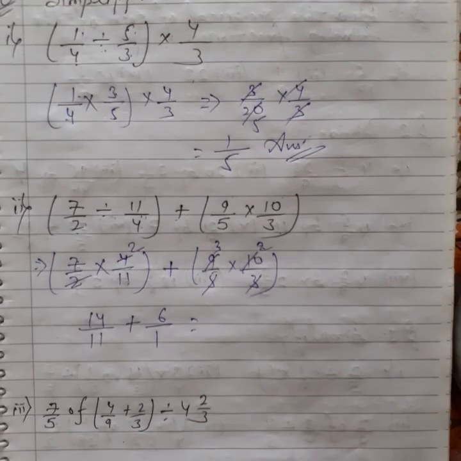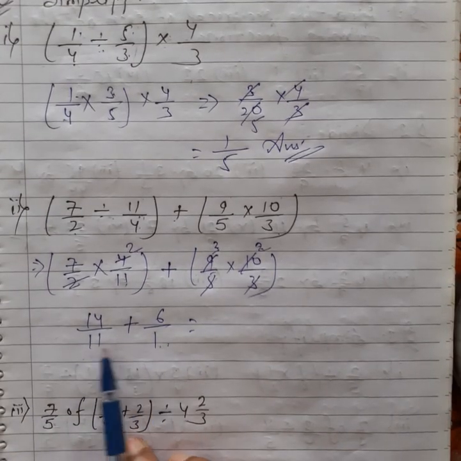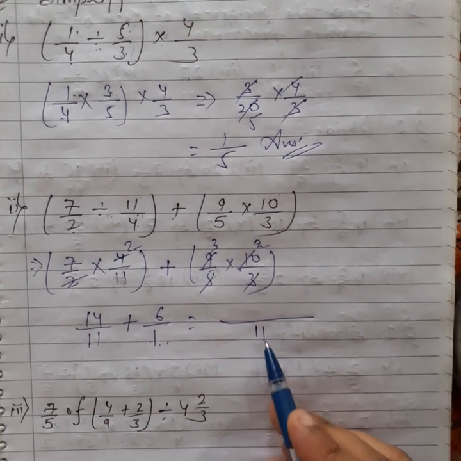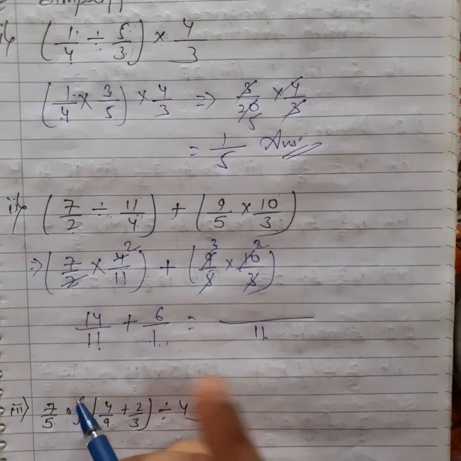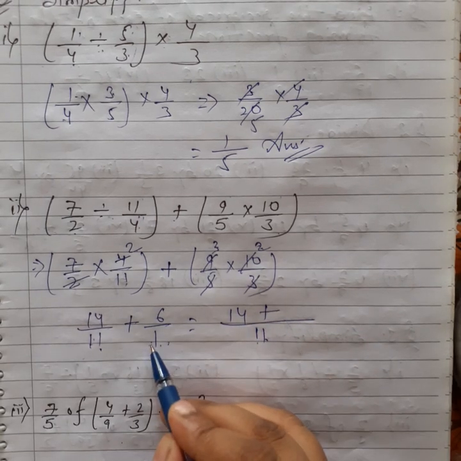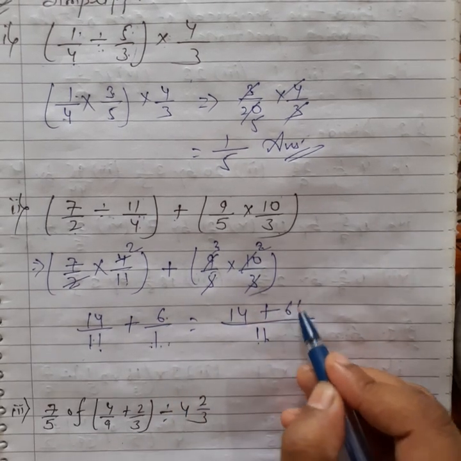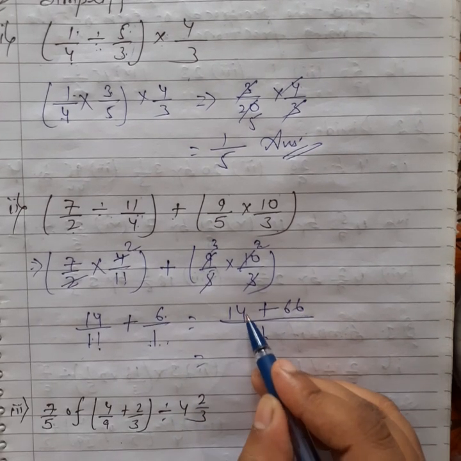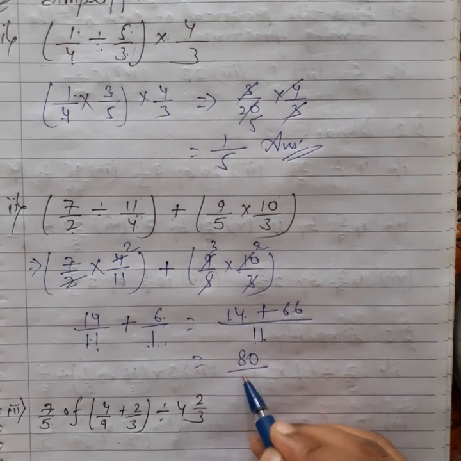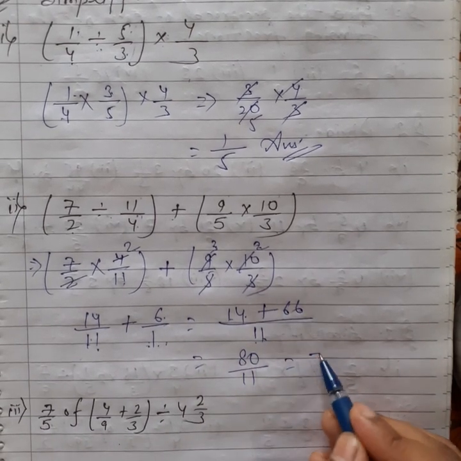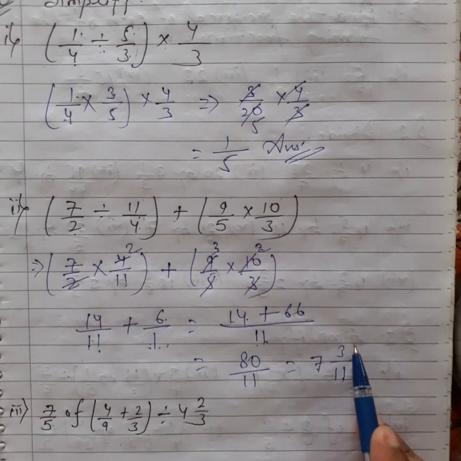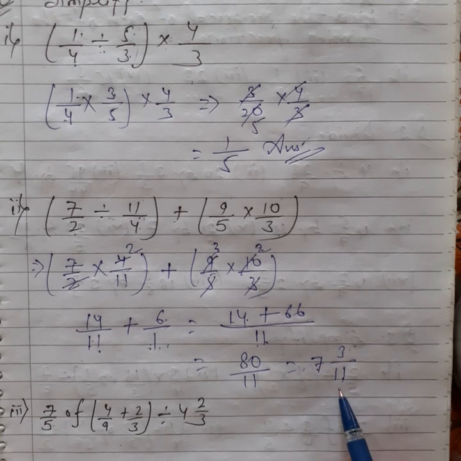Now what we do? These are unlike fractions. So first we take the LCM of 11 and 1. 11, 11 divided by 11, what we get? 1. 1 multiplied with 14, 14 plus 11 divided by 1, what we get? 11. 11 into 6, 60. 6, 6 plus 4, 10, carry 1. 6 plus 1, 7 plus 1, 8. Now we can write it as 7 whole 3 by 11. 11 sevens are 77. 77 plus 3, 80 by 11.